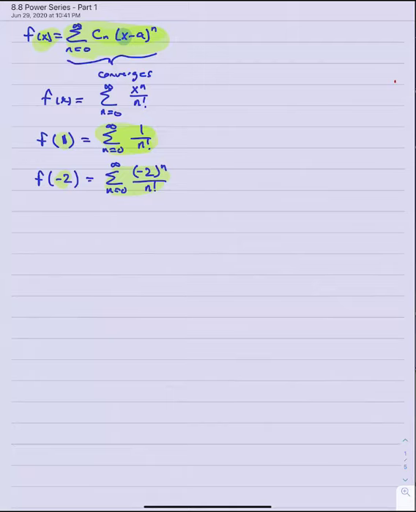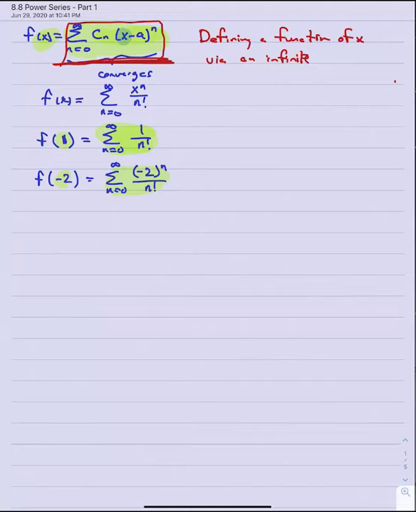So I really am defining a function of x via an infinite series, because I've constructed an infinite series in which the terms depend on that x value. When I create an infinite series like this one that depends on x in this way, and when that infinite series has this particular form, we're going to call that a power series.